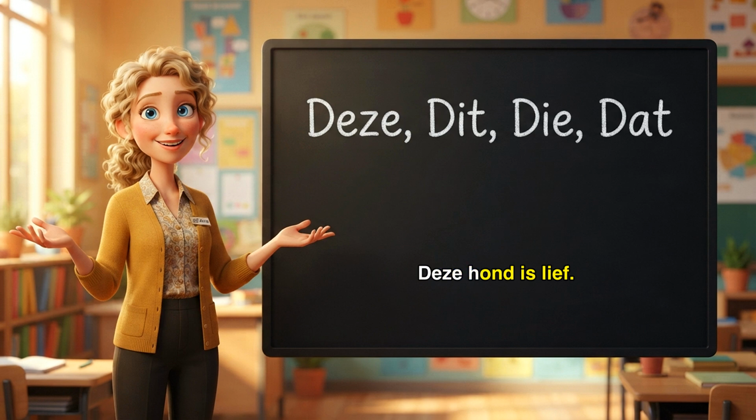Deze hond is lief. This dog is sweet. Die hond is groot. That dog is big. Dit kind is klein. This child is small. Dat kind speelt hier. That child plays here.